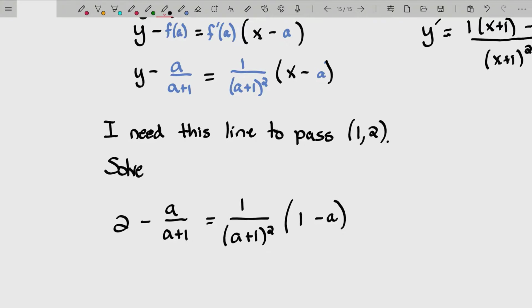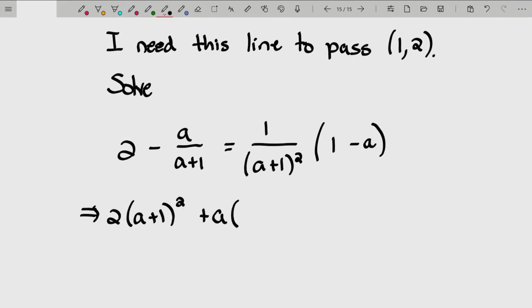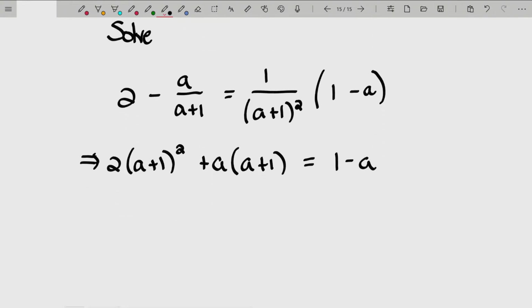I'm going to multiply both sides by (a plus 1) quantity squared. So this is 2 times (a plus 1). And you can see why this is synthesis. This has a lot going on. This is equal to 1 minus a. And then just go ahead and combine. You could multiply out, I suppose. Let's go ahead and do that.